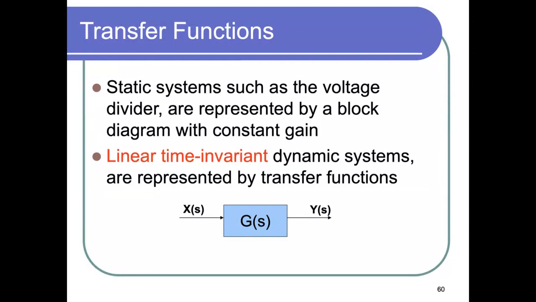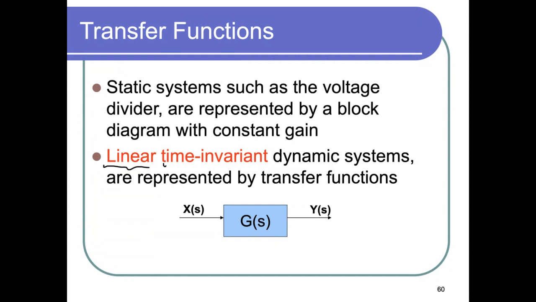So static systems, such as the voltage divider, are represented by a block diagram with a constant gain. Then there are linear time invariant dynamic systems, like the ones we use in this course. By linear, we mean that we have superposition. For example, if I have two inputs, I can use the superposition principle, and if I scale the input by some number, then the output will be appropriately scaled by that same number.